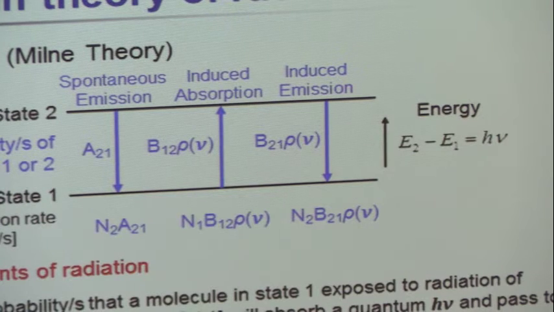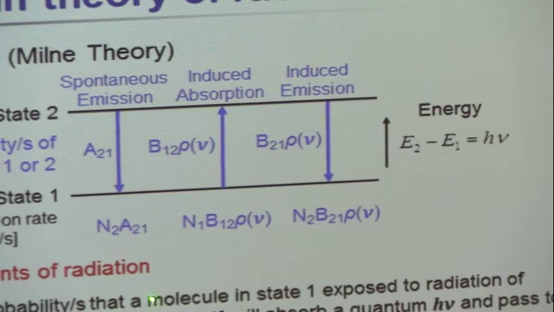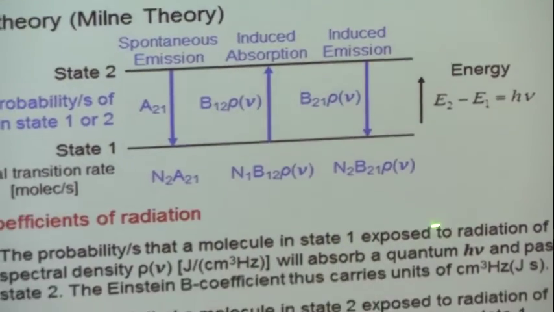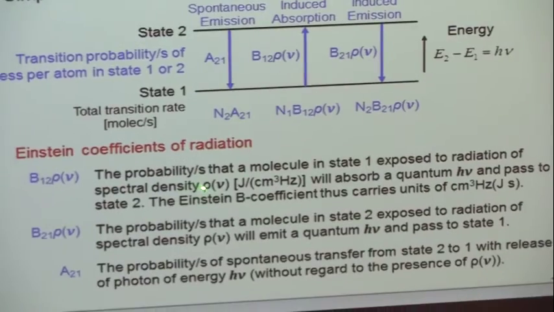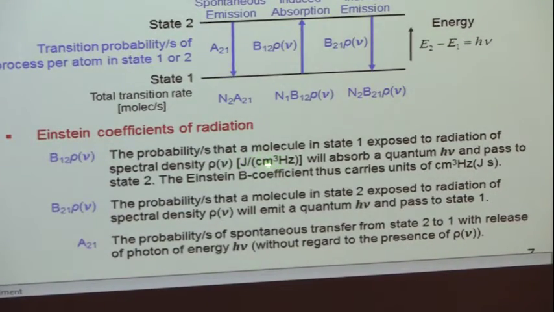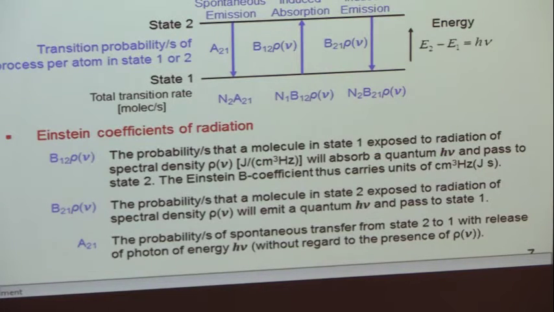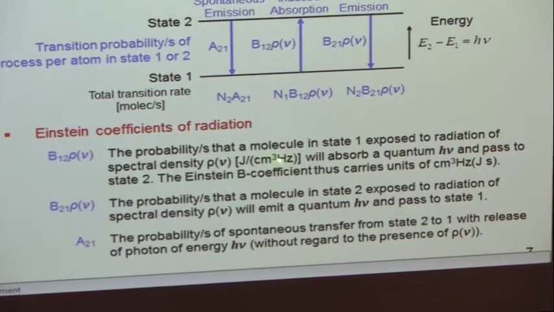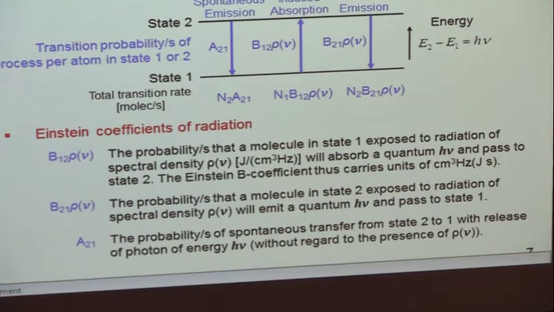Rho is a little bit confusing. We get away from that pretty quickly, but this was the way it was done in the early days. So B12 is the probability that a molecule in 1 exposed to radiation of spectral density, strange units here, joules per cubic centimeter per hertz, will absorb. So basically, it depends on the radiative intensity. If you send in a laser of double the intensity, you're going to double rho, and you're going to double the rate at which this happens.